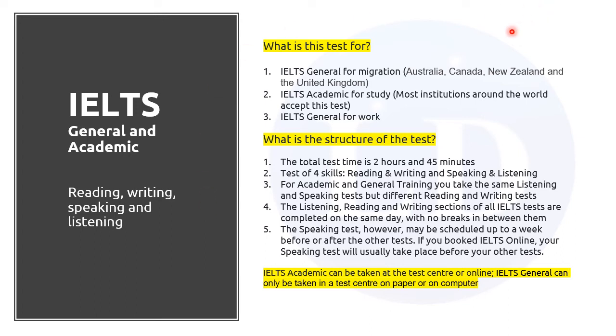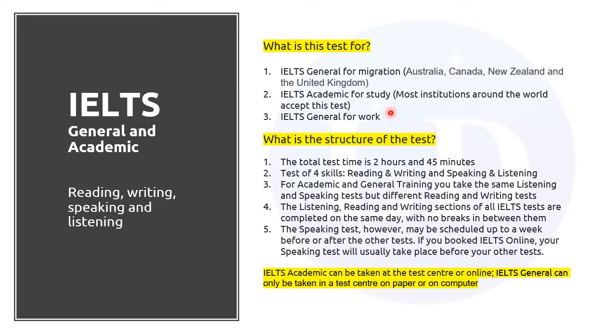What is the test for? IELTS can be used for 3 different reasons. IELTS general for migration. For example, if you want to migrate to Australia, Canada, New Zealand or the United Kingdom, then you can do IELTS general. Obviously you need to make sure that you acquire the required bands in it. This test is in the form of bands. The result is in bands from 1 to 9. Different countries require different bands, so you should make sure that you know what bands are required in different countries.